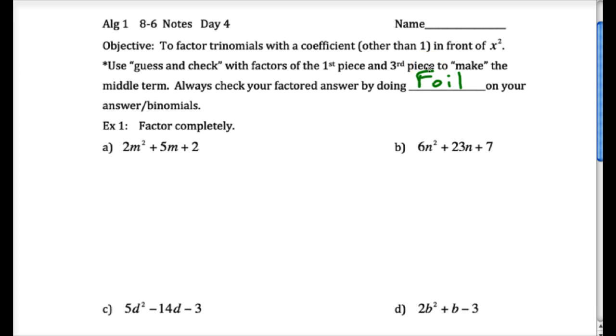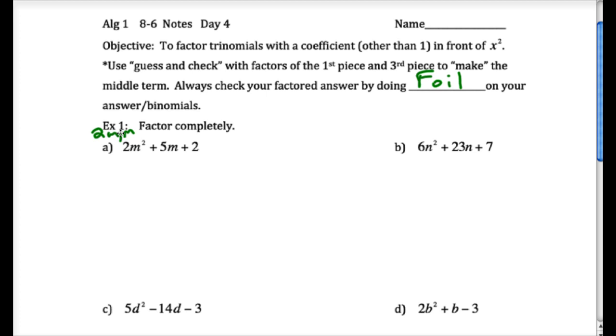Notice in front of our variable squared, our a here, we got a number other than 1. Okay? Let's look at the first one. 2m squared. What's the only way to factor 2m squared? What are the only two things that multiply to make 2m squared? 2m and m. Jot those down, guys, at the top, just like you did before. 2m and m, because those are the only factors of 2m squared.